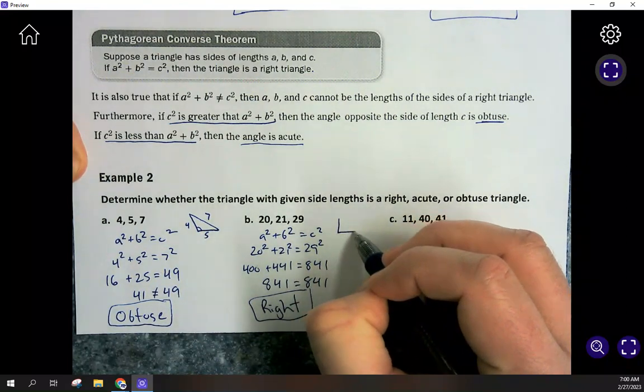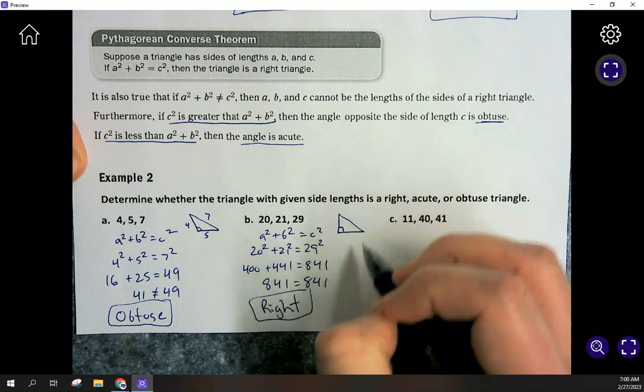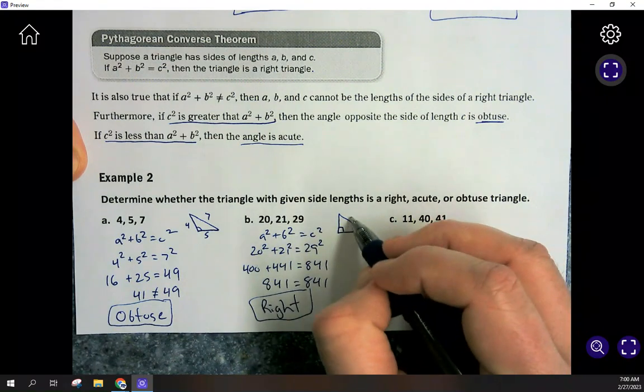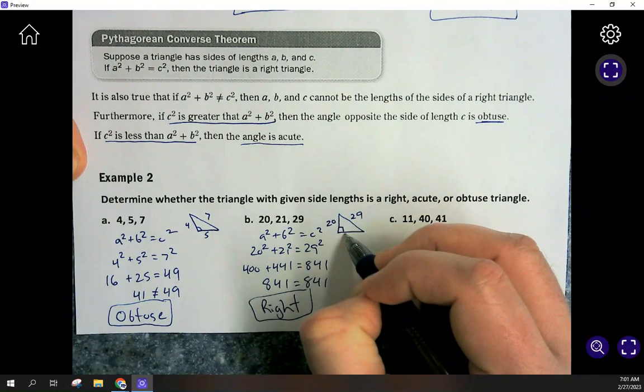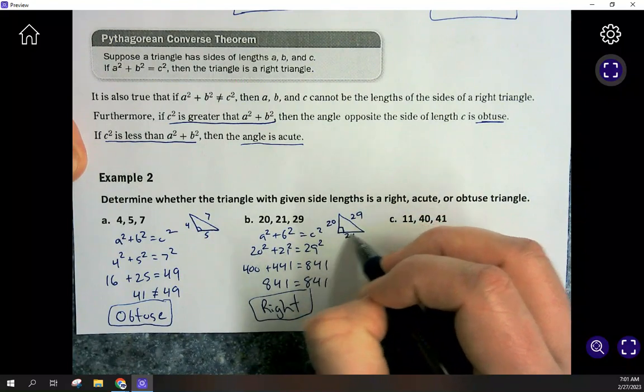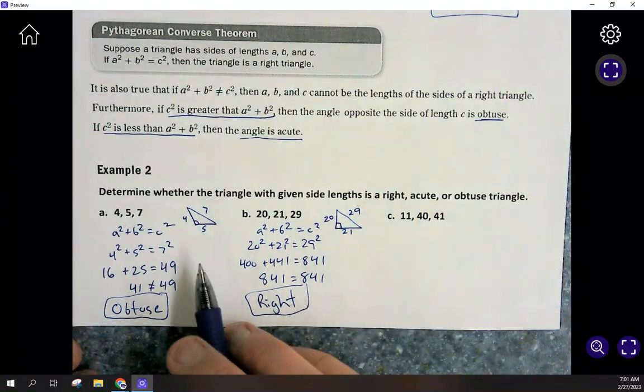So this would look like this. A 90 degree. Across from the 90 would be the C, so this is 29. And these two legs, you could put them in any order, but the shorter side would be 20 and the longer side would be 21.